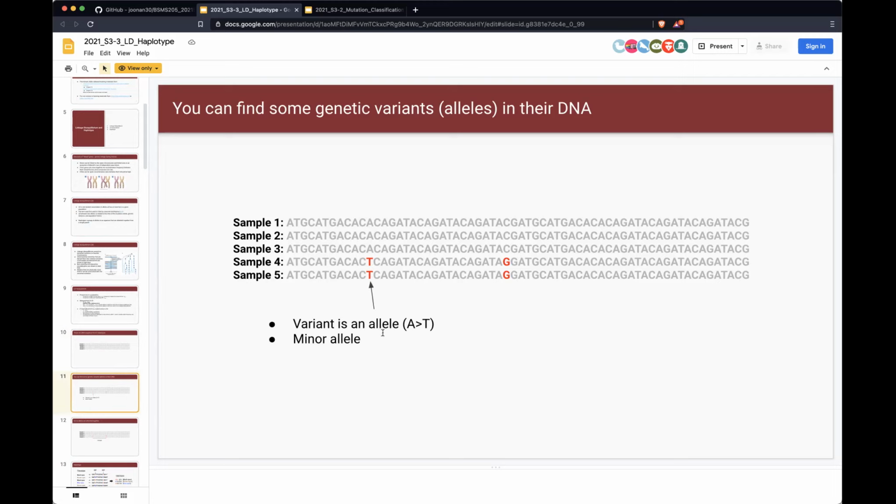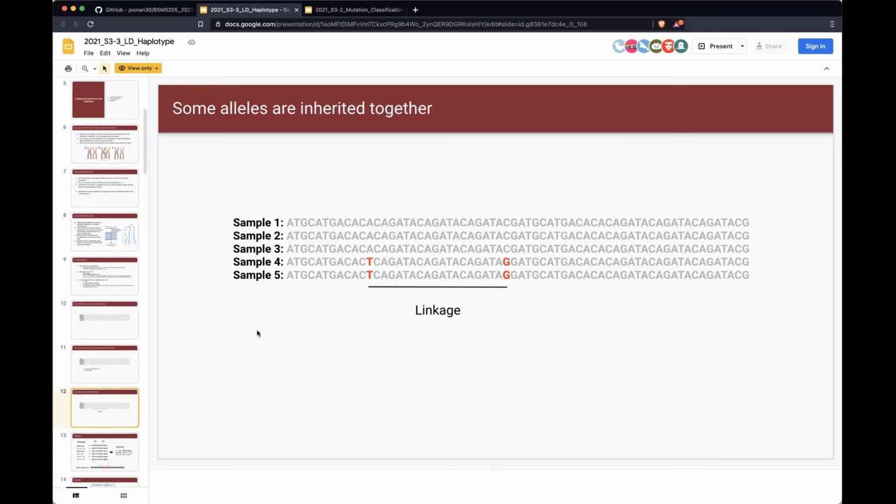We can assume that these are the main alleles, right? And samples 4 and 5 also have the main allele, which is G here, right? And you can assume that these T and G appear together. So we say these two are linked to each other, right?